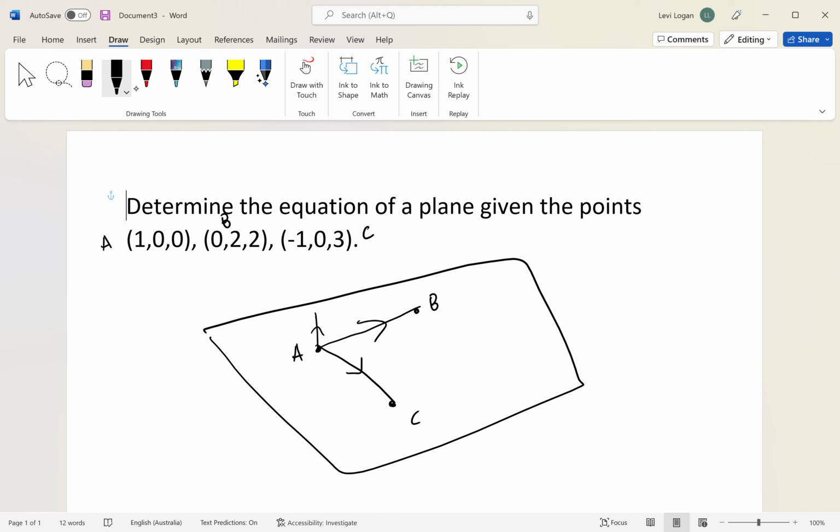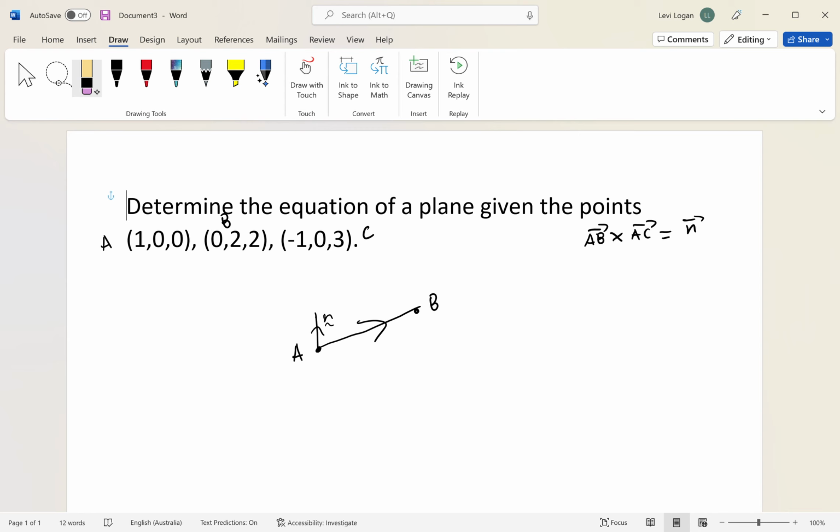Now that we understand what we're looking for, we need to find a normal vector, and the way we do that is we find the vector AB and the vector AC, and we cross them together. I'm just going to write that up here: the vector A to B crossed with A to C will give us our normal vector. Now that we've got that terminology, I'm going to get rid of this diagram and we're going to find our vectors. So this is the vector O to A, this is O to B, and this is O to C.